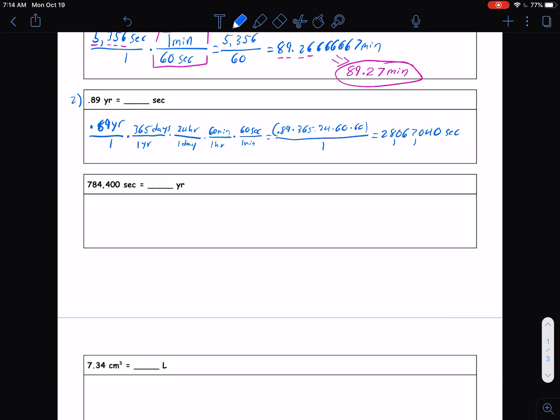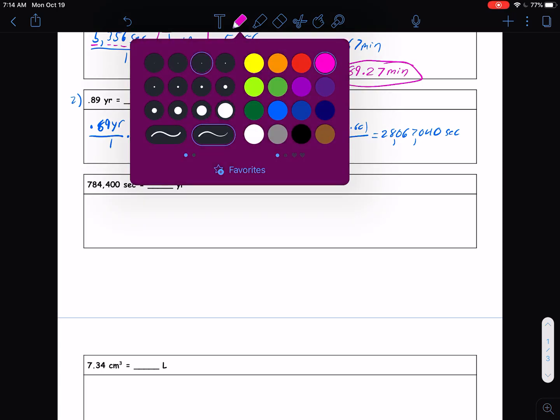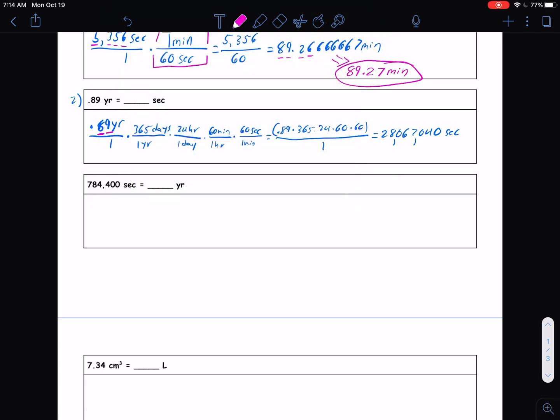Now, how many sig figs should our final answer have? The correct answer would be 2. We have 2 sig figs here, so our final answer should have 2 sig figs. Here's where scientific notation comes into play. If I would just round this at 2 sig figs, the answer would be 28. Well, 28 is nowhere near the number 28,067,040. So that can't be right.